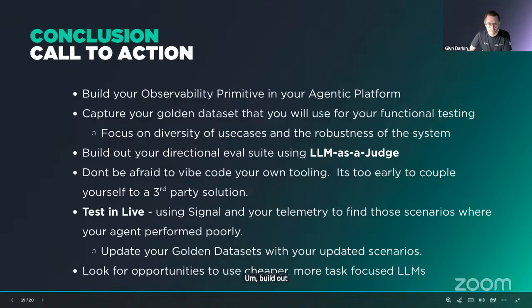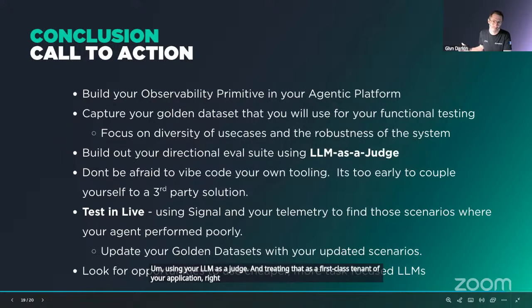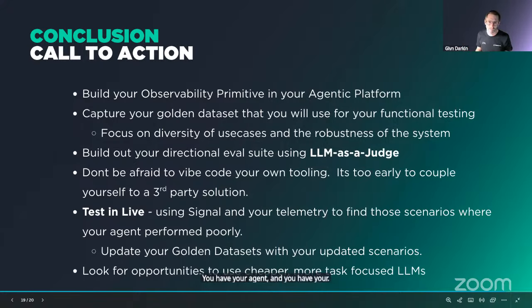Build out your directional eval suite. This is something you could build out in something like Jupyter Notebook. Again, the tools I like are the unit testing tools. It's the way that I've been working. Using your LLM as a judge and treating that as a first-class tenant of your application, right? It's not just the testing framework that sits on the side. You have your agent and you have your evaluation system. It's a first-class tenant of your application.